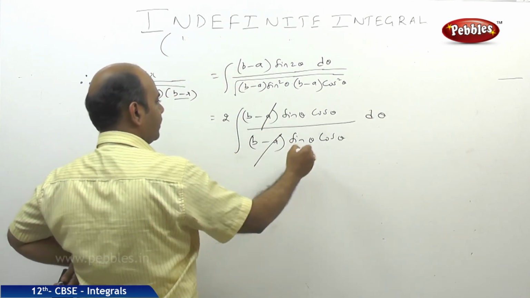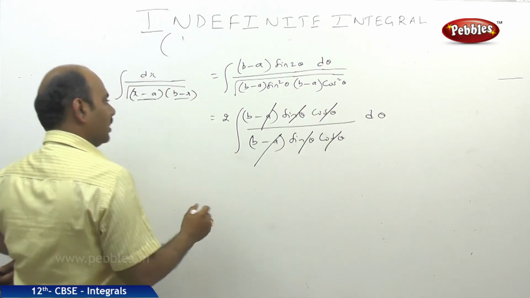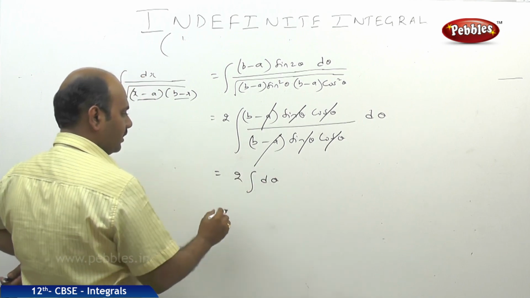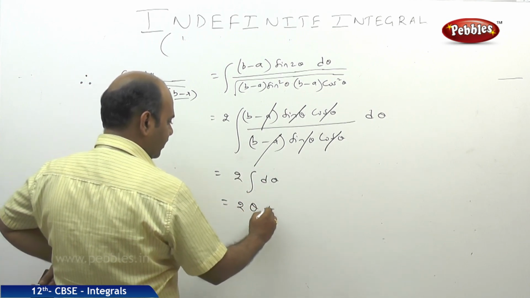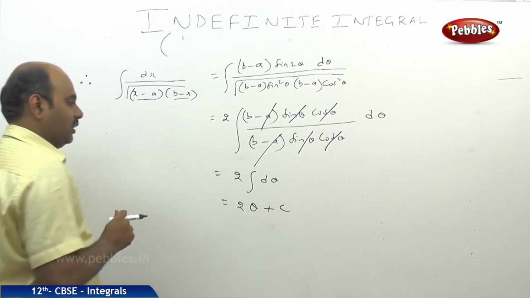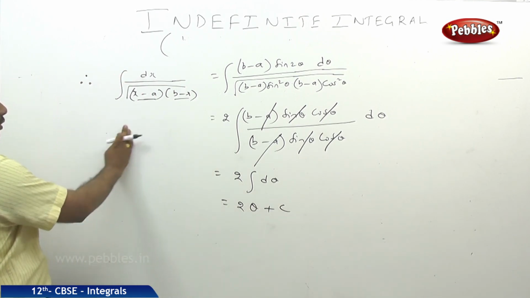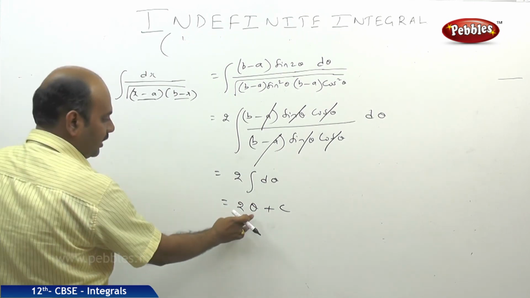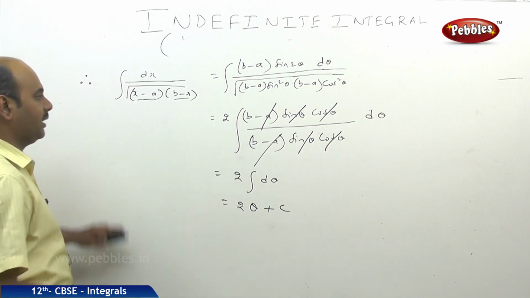So (b minus a) sin theta cos theta will be getting cancelled. So finally there remains 2 into integral of d theta, so 2 into integral of d theta plus c. But here we need to find the value of theta. Leaving it like this, out of 6 you will be getting only 4 marks. But why are we getting 4 marks? Here we need to write theta. What is theta? Now we will be calculating theta.